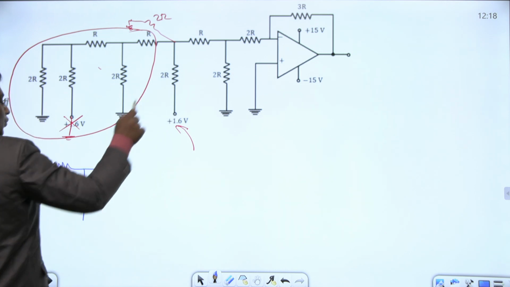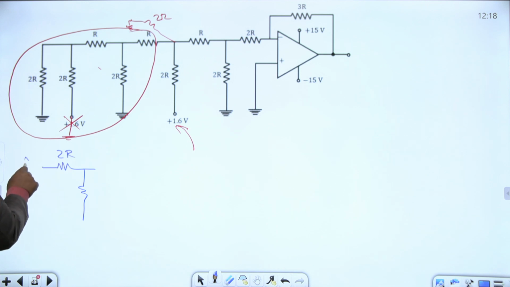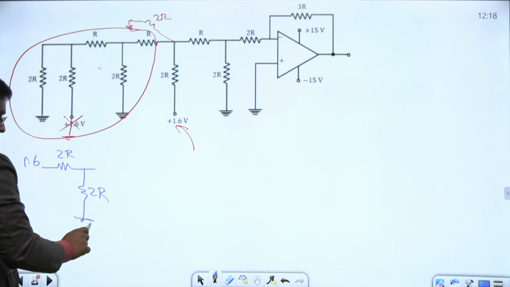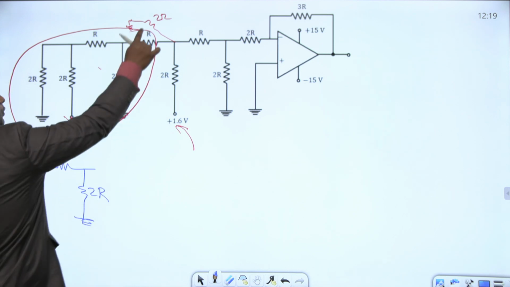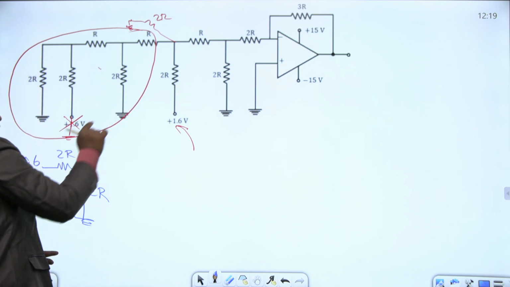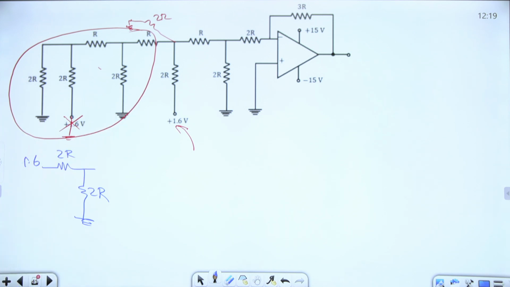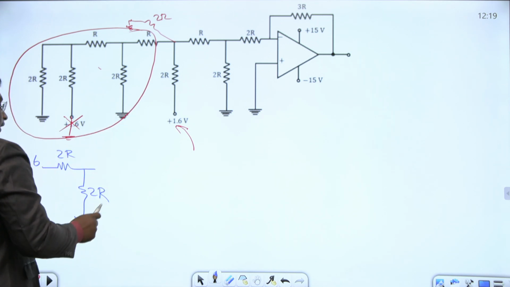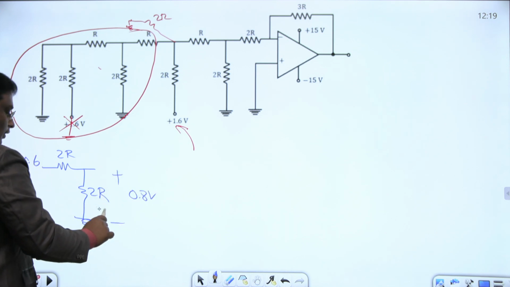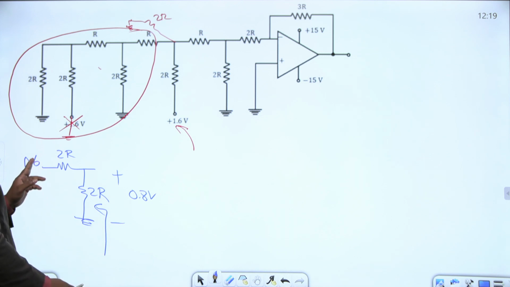This is 1.6, 2R, and this is 2R with respect to ground. Everyone notice here, this 2R with respect to ground, I have written here. This 2R with 1.6 volts. And right now, again, voltage division rule, this is 0.8 volts, and the resistance is nothing but RTH, grounded, deactivate this one.